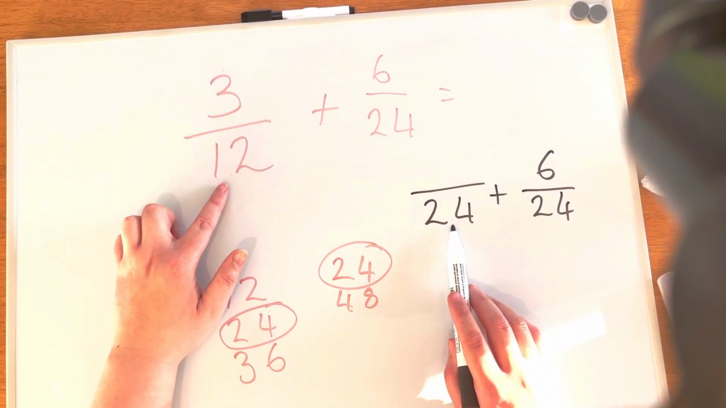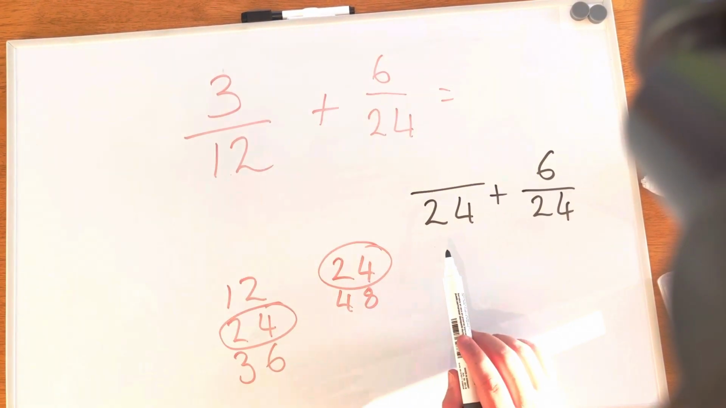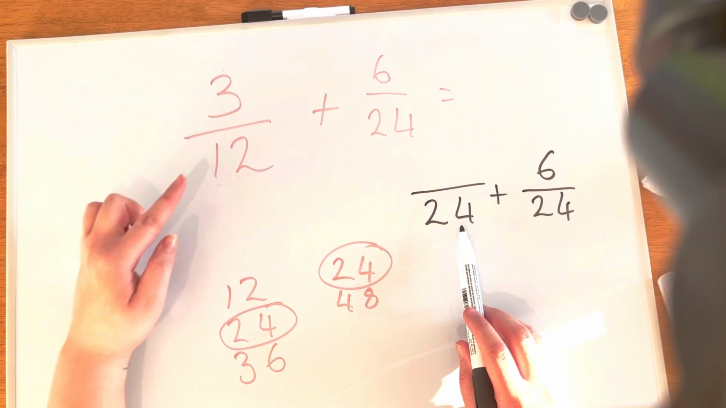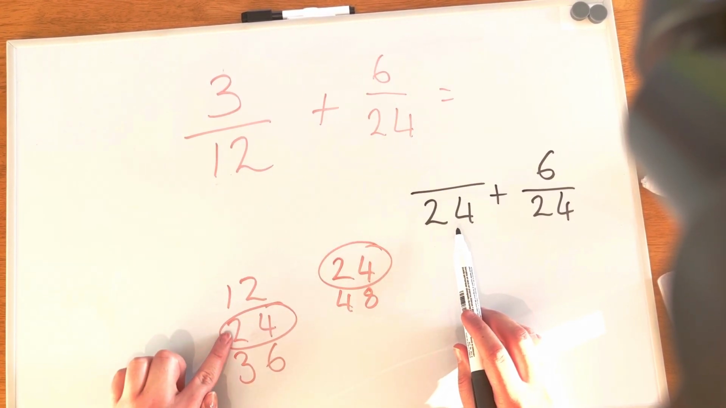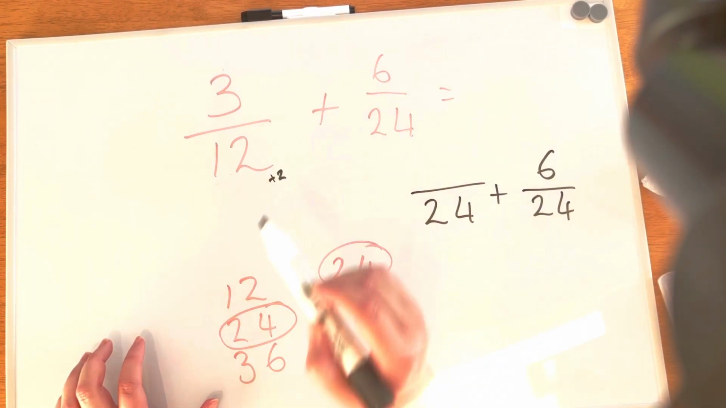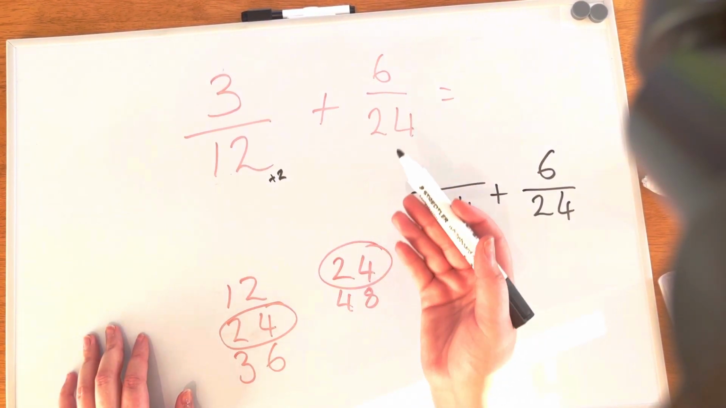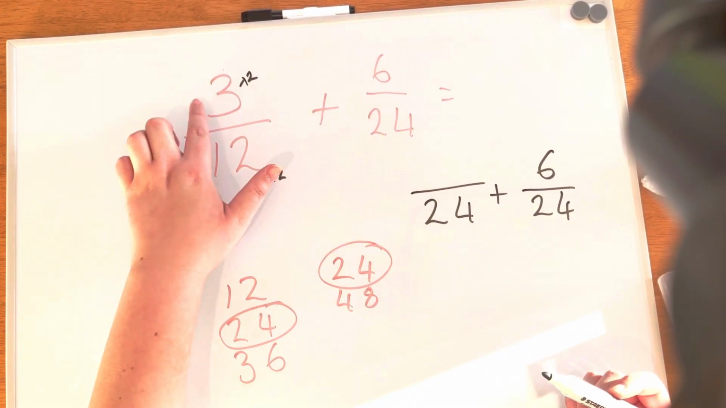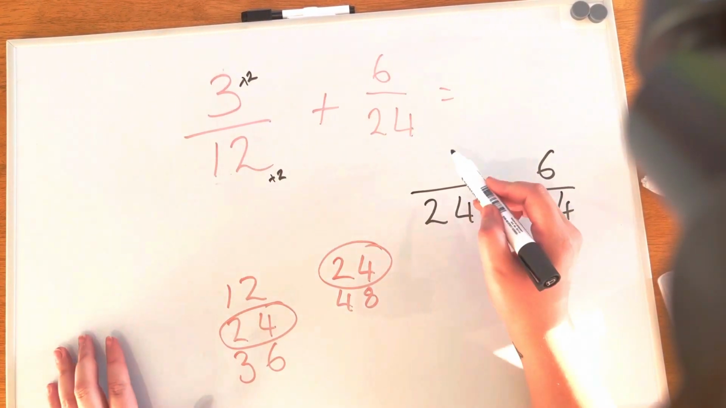But here on my first one, I have changed it. What did I have to times 12 by to get to 24? 12 times 1, 12 times 2. I timesed the bottom by 2, so I need to times the top by 2. So I need to do 3 times 2, which is 6.